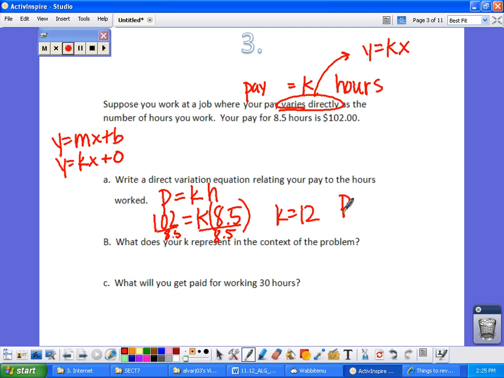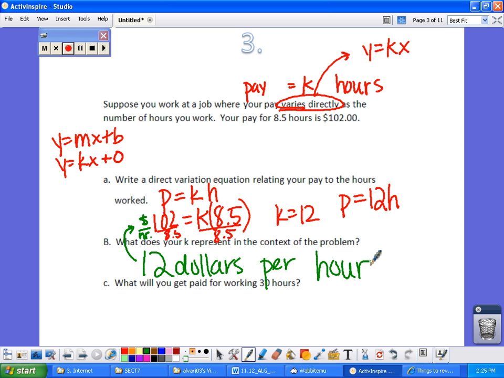So my equation would be P equals 12H, meaning that for how many hours, I multiply by 12, and that gives me my pay. So my next question asks, well, what does that 12 represent? The 12 came from this step above that represented dollars divided by hours. So this is $12 per hour. And if you think about it, you have 12 times the hours equals the pay. So this must mean 12 is how much you're getting paid for each hour.